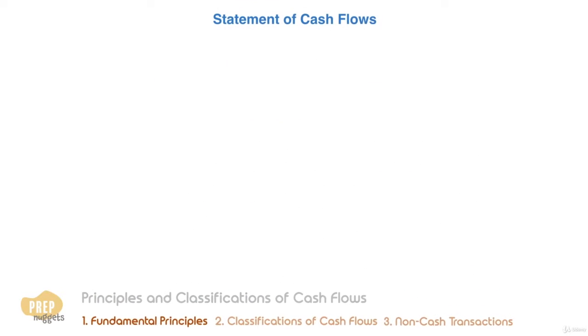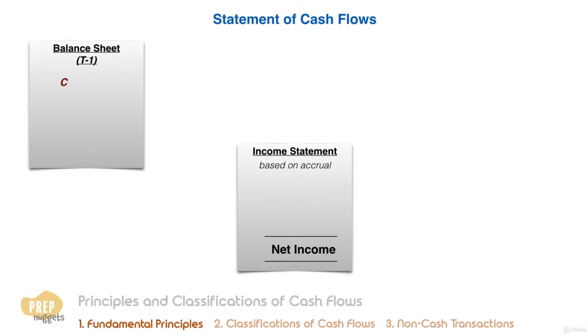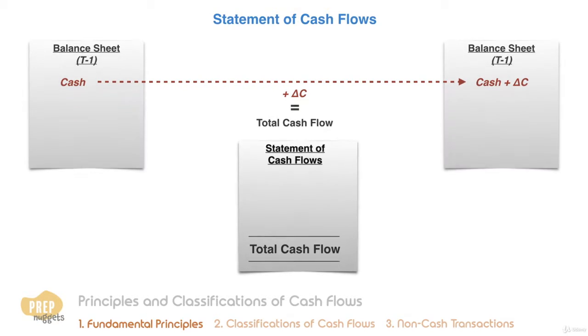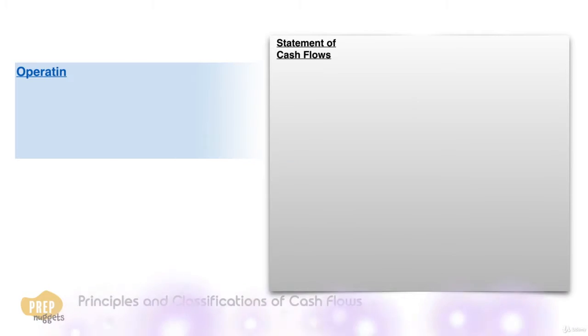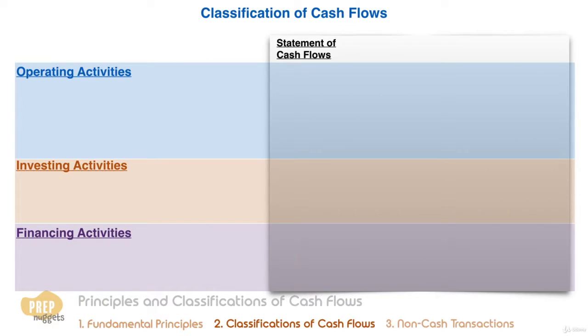Let's begin. Since the income statement is based on accrual method, net income may not represent cash generated from operations. You're likely to find that the change in amount of cash for the period will not tally with the net income for the period. The statement of cash flow provides a reconciliation of the beginning and ending cash on the balance sheet. It accounts for the cash generated and cash used during the accounting period. Cash flows are usually segregated into three categories: operating, investing, and financing cash flows.